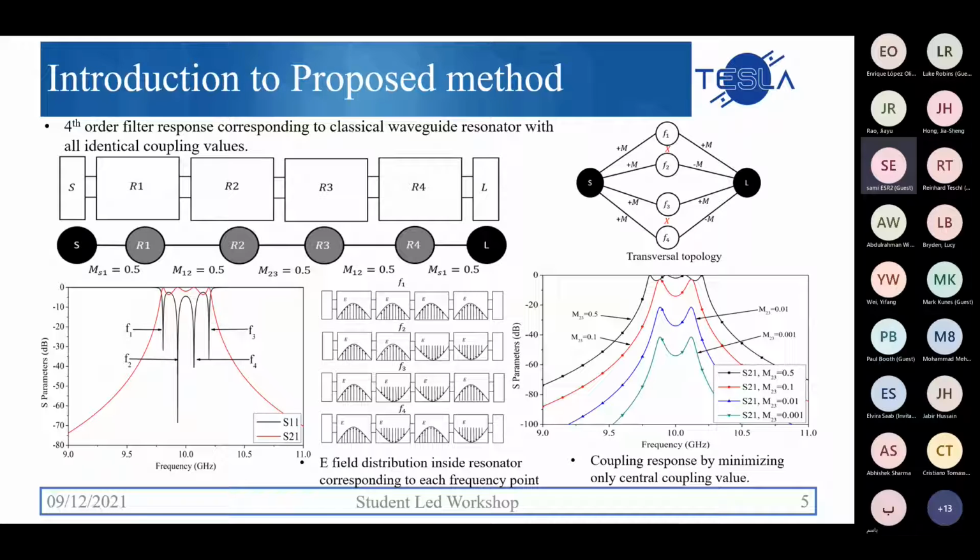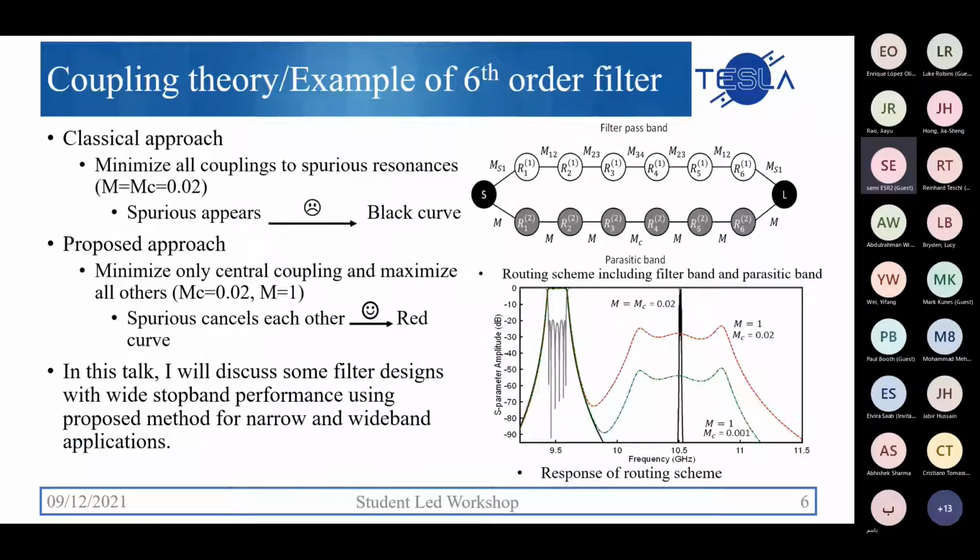In this case, these four resonances can be easily suppressed by minimizing only their central coupling value. This is the response that shows that when we minimize the central coupling value, those resonances can be very easily suppressed. In this case, F1 cancels F2, F3 cancels F4, and for higher order filters, F5 cancels F6, and so on. The proposed method is explained here with the help of a sixth order filter.